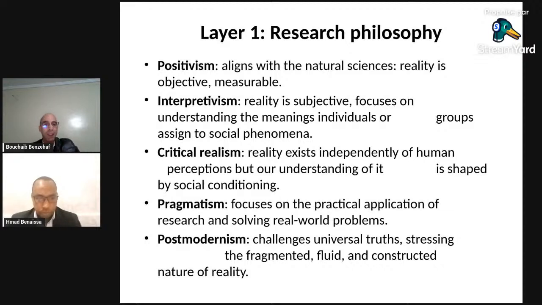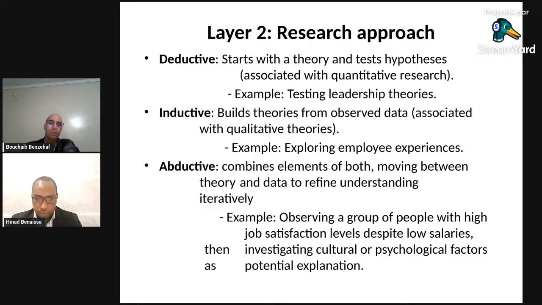Regarding pragmatism, pragmatism focuses on the practical application of research and solving real-world problems. So pragmatism prioritizes solving real-world problems, and therefore here reality can be viewed as single or as multiple, depending on the context. Postmodernism challenges universal truths, stressing the fragmented, fluid, and constructed nature of reality. So this is the first layer.